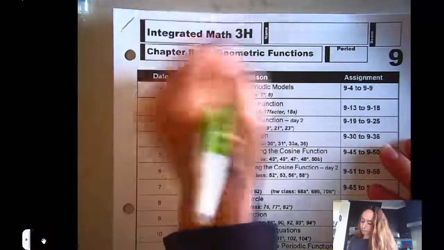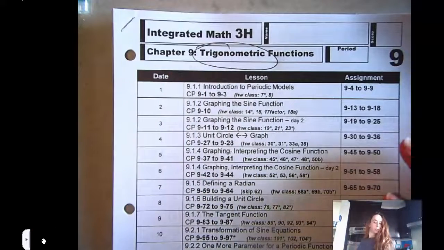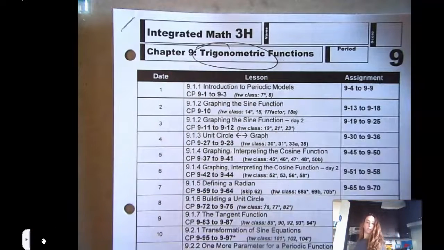So chapter 9 is everything trig. That's sine, cosine, tangent, circles. We're going to be dealing with that. We're going to be dealing with triangles. I know some of you are like, oh, and some of you think, yay. Try not to think anything. Try to have an open mind.